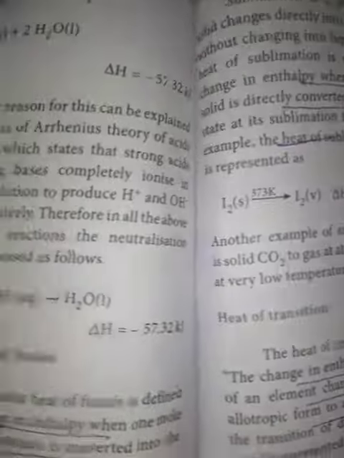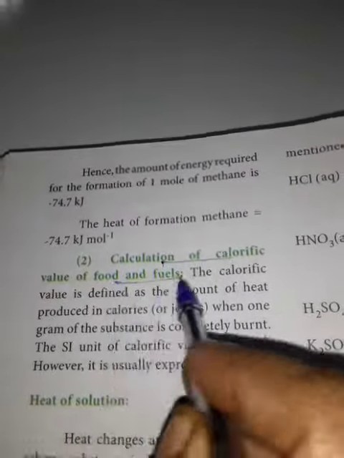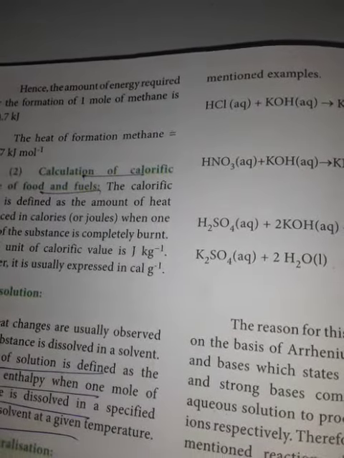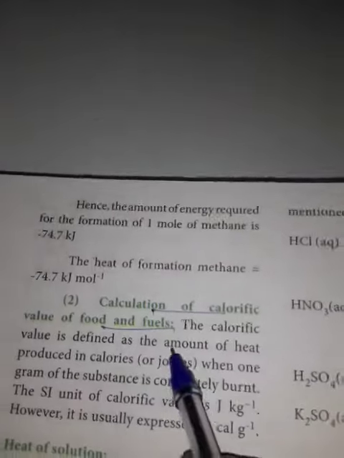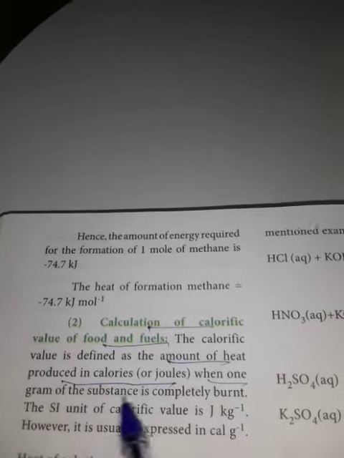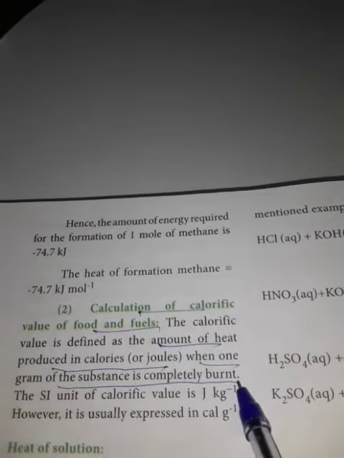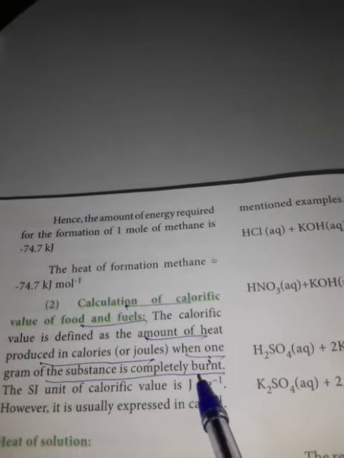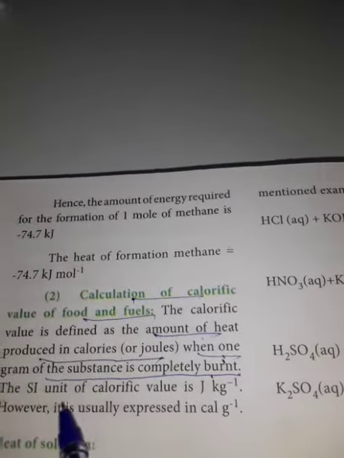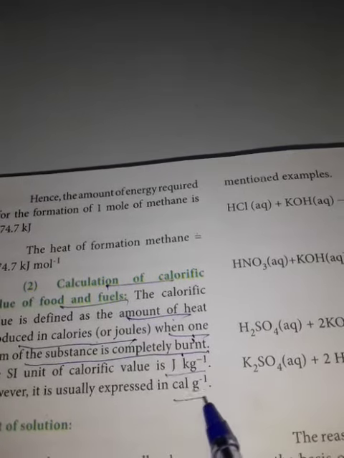Number two, to find the calorific value of food and fuels. What is meant by calorific value? It means the amount of heat produced, in calories or joules, when 1 gram of the substance is completely burnt. For 1 mole of the substance to burn, how much energy or heat is supplied? The SI unit is joule per kilogram or calories per gram.